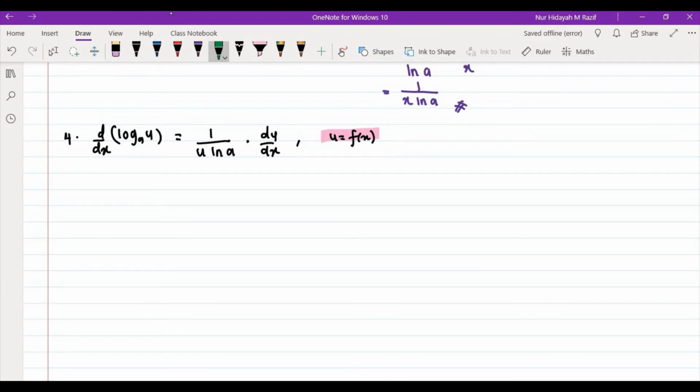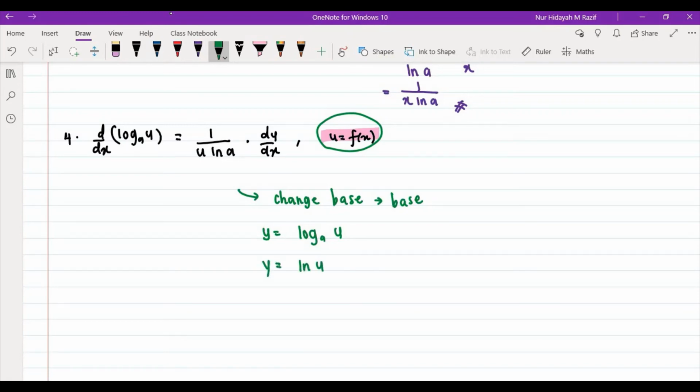Now, what actually happens here is the same as the third property. We are going to change base first. By changing our base, I will choose base e. And now my question will change from y is equal to log u base a, where u is still f of x, and then my y will become ln u over ln a.